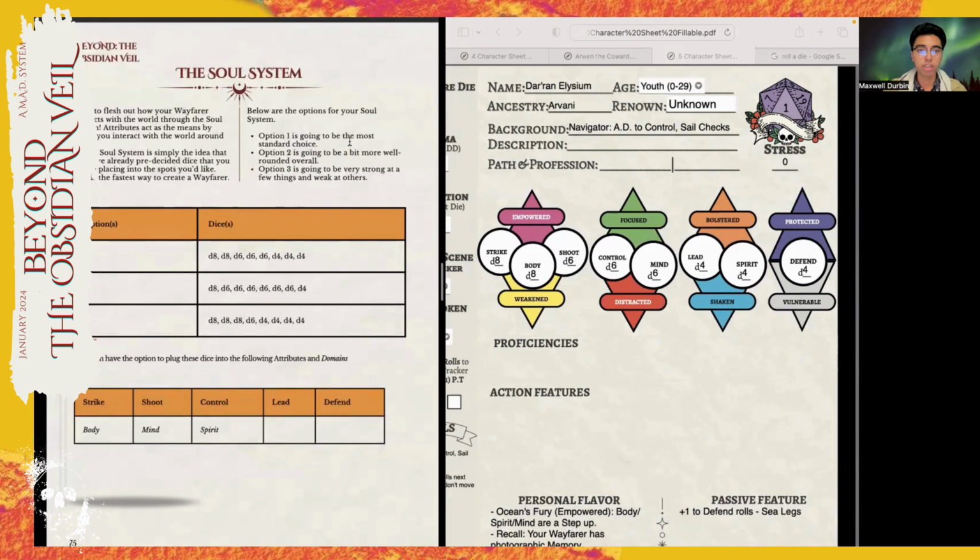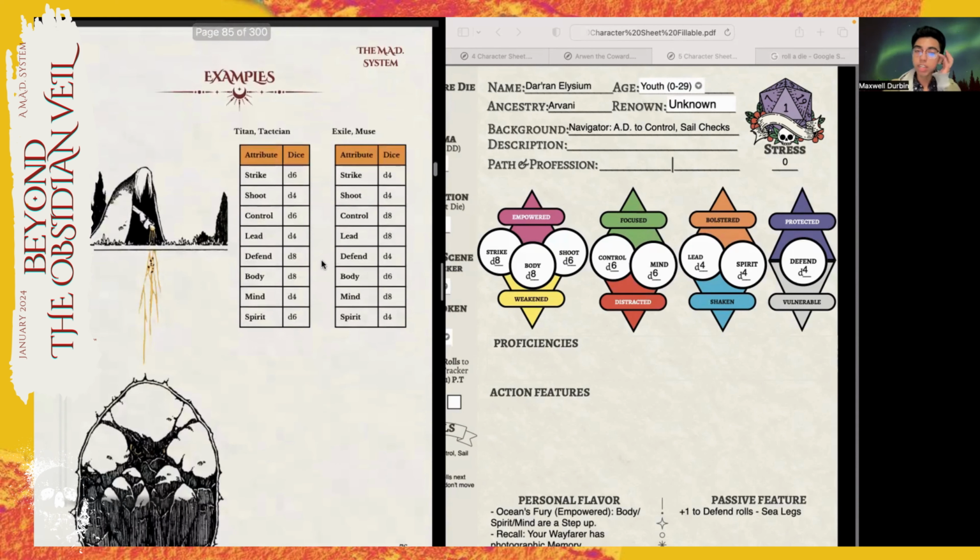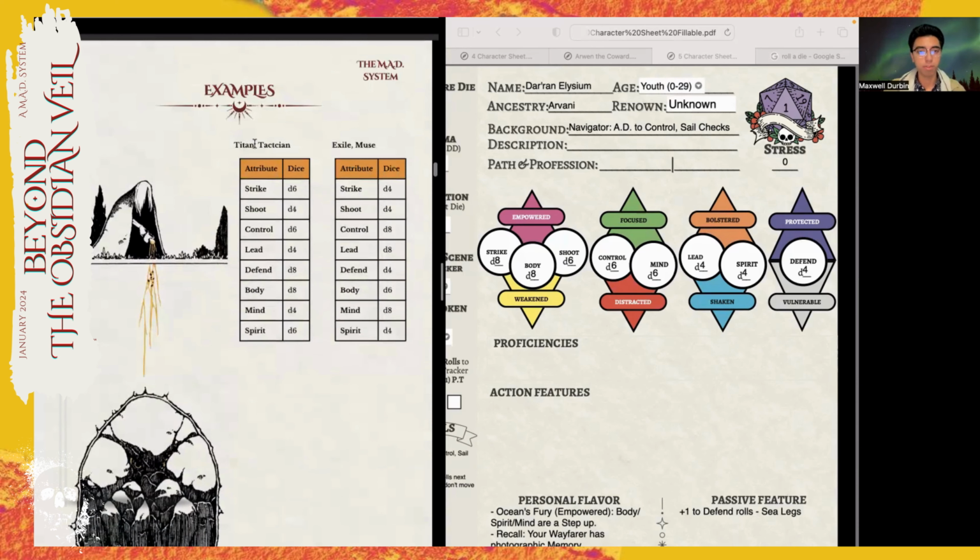Option 1 is the most standard choice. Option 2 will be a bit more rounded. And option 3 is strong at a few things, and we get other things. So D8, so D6, and multiple D4s. Here are some examples. See, I've listed it out for the Titan as well as the Exile. You'll see here it's the path, and right over here is the profession.